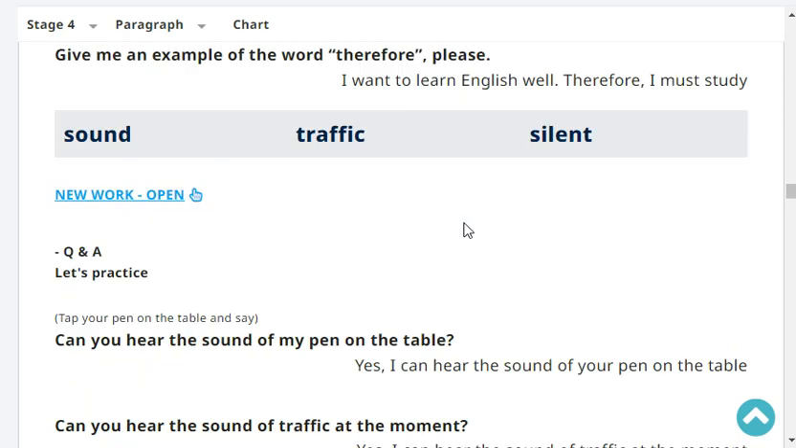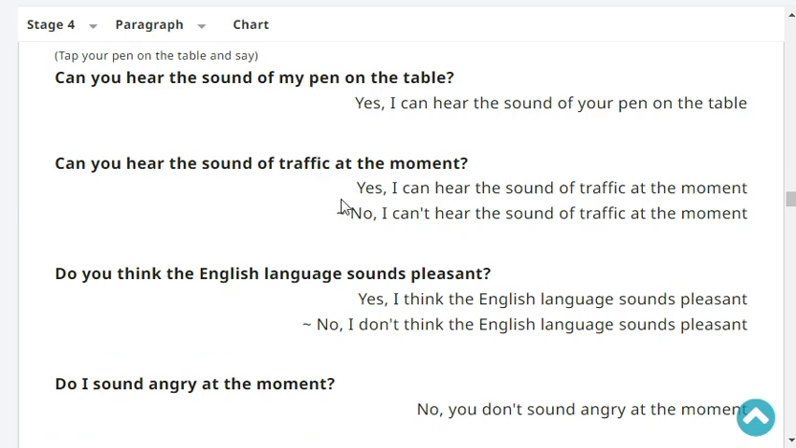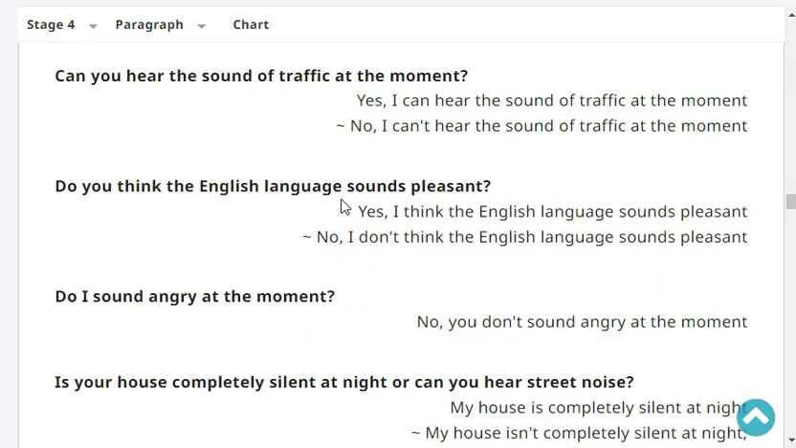Can you hear the sound of my pen on the table? Yes, I can hear the sound of your pen on the table. Very good. Can you hear the sound of traffic at the moment? Yes or no? Yes, I can hear the sound of the traffic at the moment.